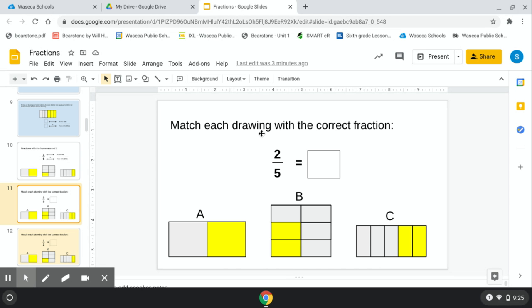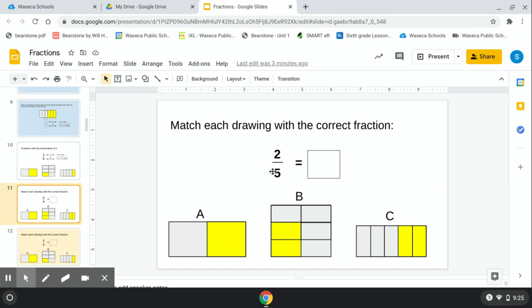So let's match each of these drawings to the correct fraction. So our fraction is 2/5, and we know that the 2, or our numerator, is going to tell us how many parts are shaded yellow. And I see A only has 1 part shaded yellow, so I know A is not going to work. And I see that both B and C have 2 parts that are shaded yellow, so it could be B or C. But now let's check out the denominator.